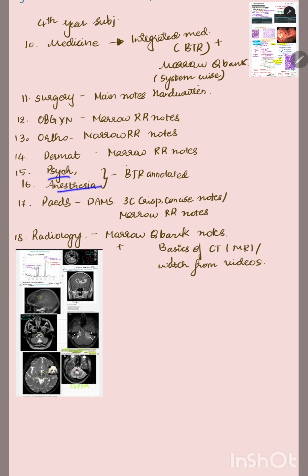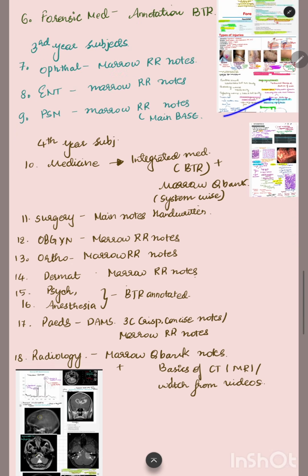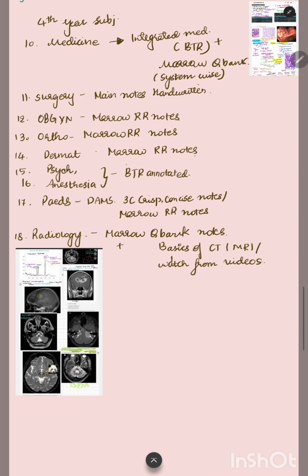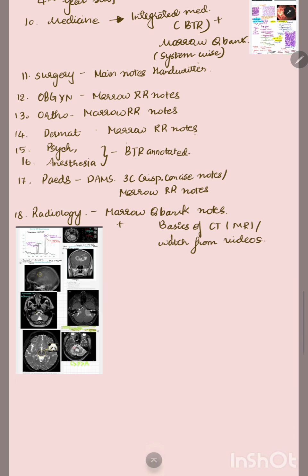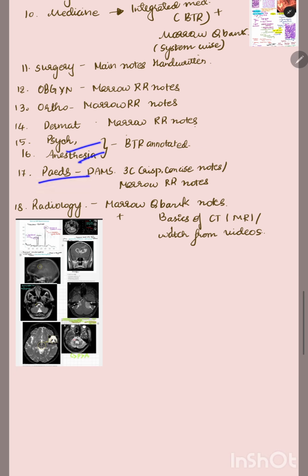Psych and anesthesia, in the same manner as I annotated forensic medicine, BTR was my main source, and into that I added the additional points for psych and anesthesia. Beats, you can use Marrow RR notes, where you have everything in one place, but I had used Dan's crisp concise notes for beats, though Marrow RR notes are equally good.